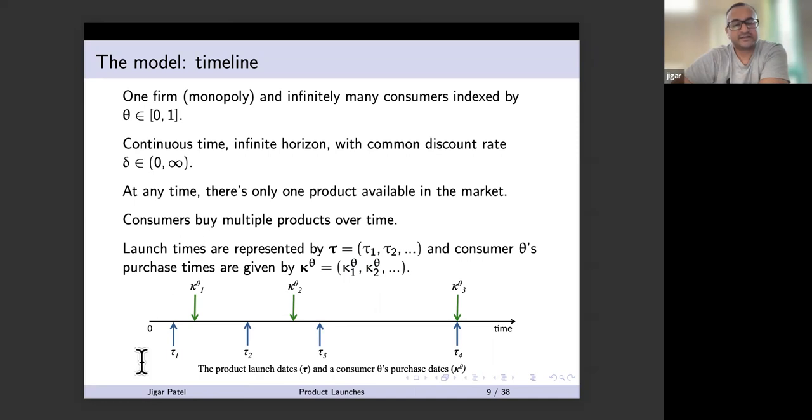You can think of this as, let's say, tau 1 is the time when iPhone 10 was launched, and I bought it a few months after launch, at time kappa 1. Then iPhone 11 was launched at time tau 2, and I bought it a few months after that launch. Then iPhone 12 was launched at time tau 3, and iPhone 13 was launched at time tau 4, and I bought that as soon as it was launched. So I ended up having, let's say, iPhone 10, 11, and 13.